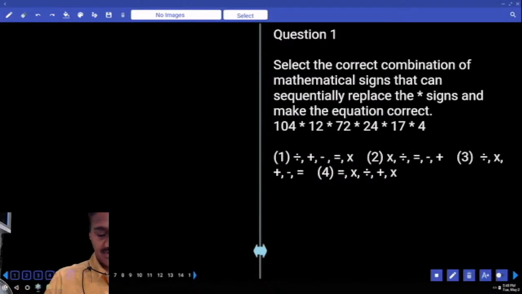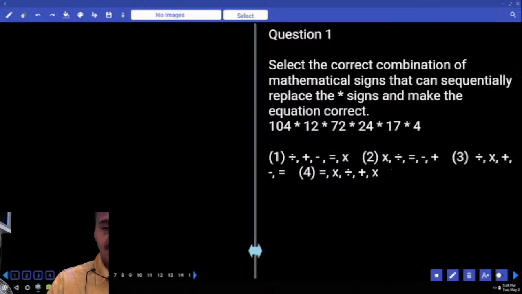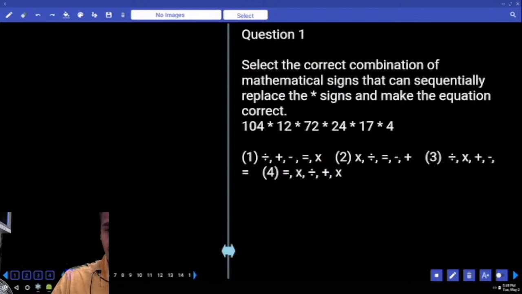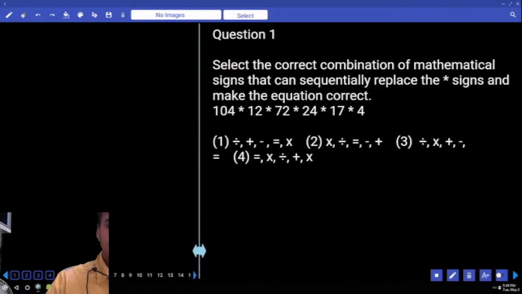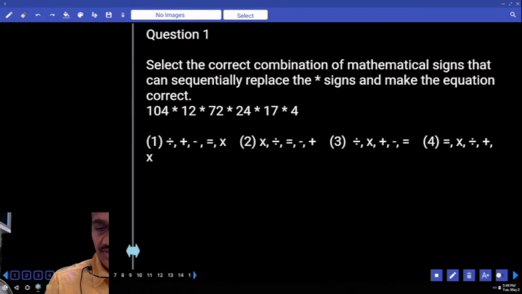SSC CGL paper number 20. Then coming to question number 1. It is based on mathematical operators. Select the correct combination of mathematical operators that can sequentially replace the symbols. Let us start with choice one.